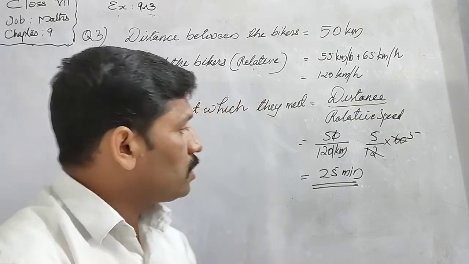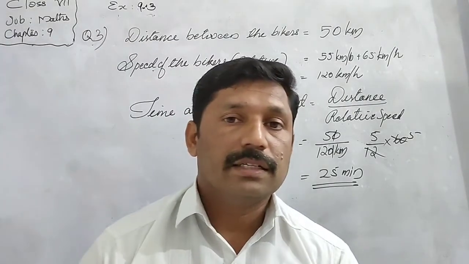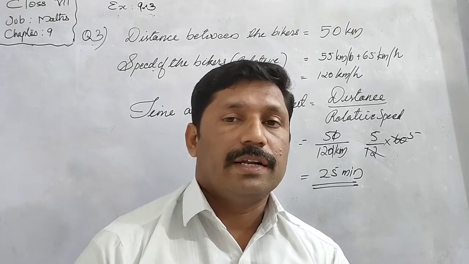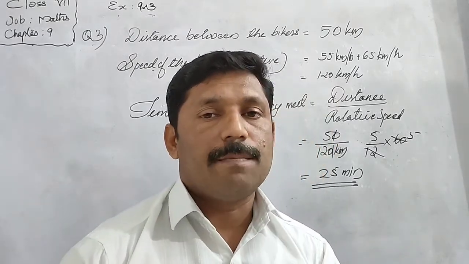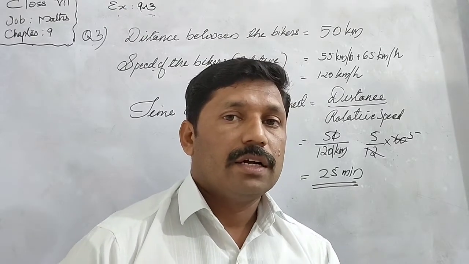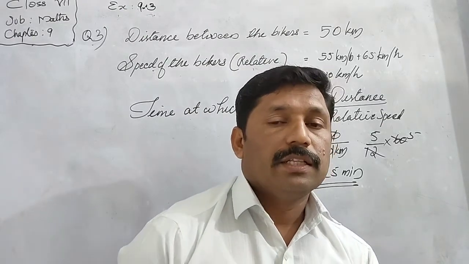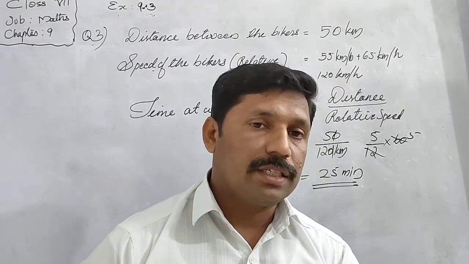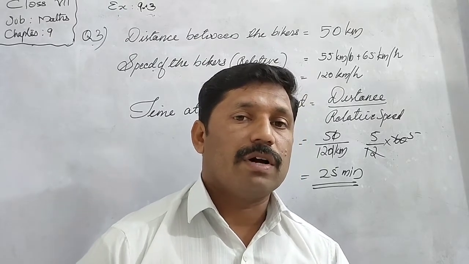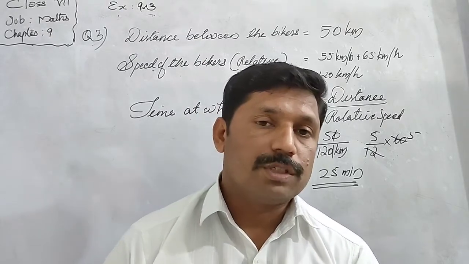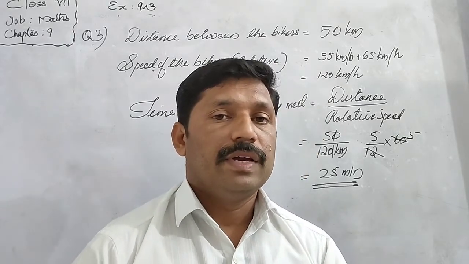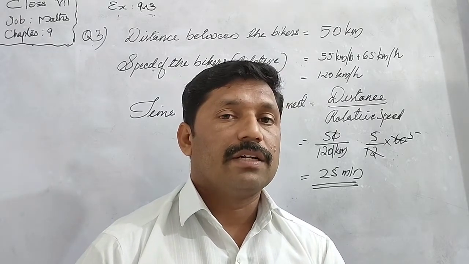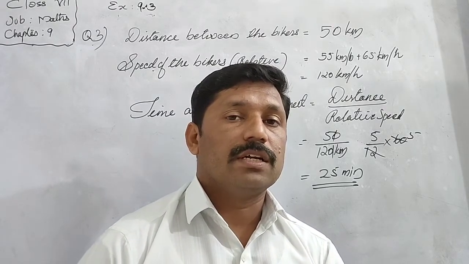Okay, students. So these are the questions, and this chapter is finished. In this chapter, I think you remember what we have studied. First of all, we studied about average, how to calculate total quantity divided by number of quantities. Then we studied about speed, and speed is the distance traveled by an object in a particular period of time, whether it is 1 hour or 1 minute or 1 second. That is called speed. And for calculating the speed, we studied the formula: speed is equal to distance by time, and time is equal to distance by speed, and distance is equal to time into speed.